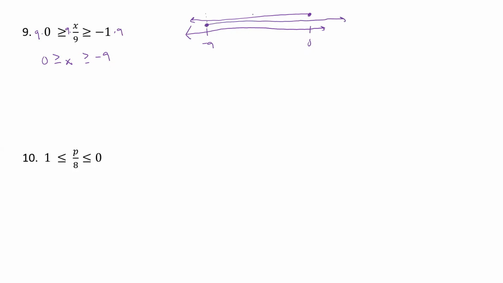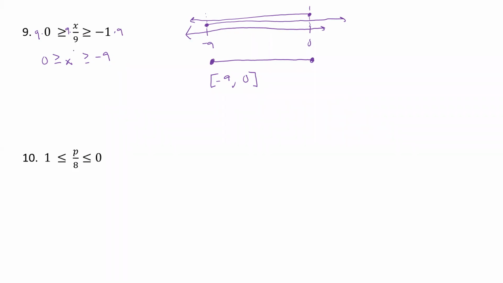And now we just have the parts that overlap. And so that's going to go from a negative 9 all the way up to 0. And so that's going to go negative 9, 0, and have brackets on both ends because we have the closed circle on both ends due to our greater than or equal to.